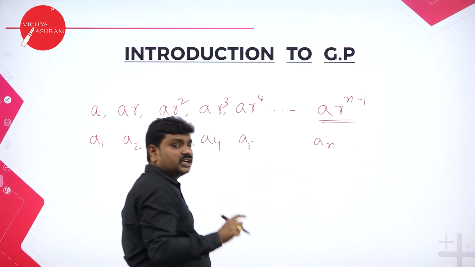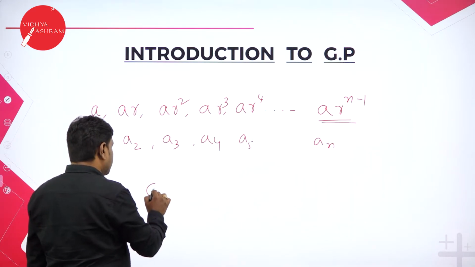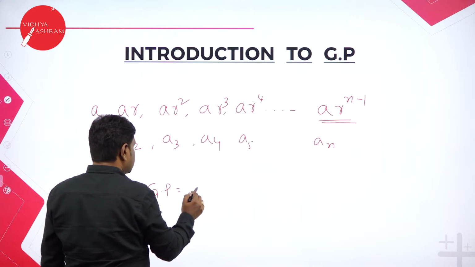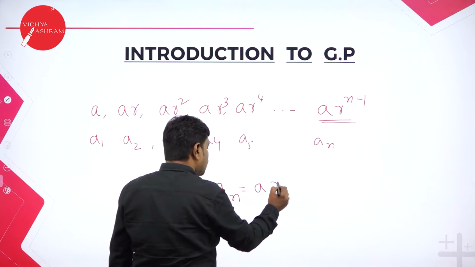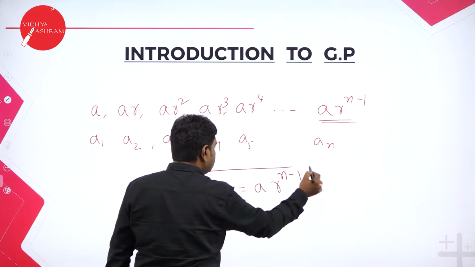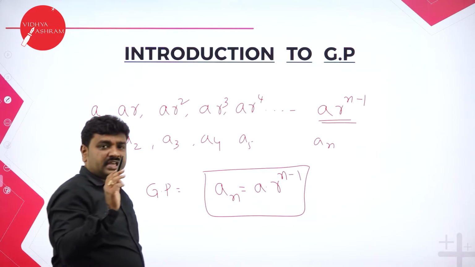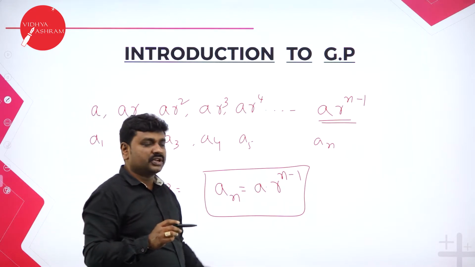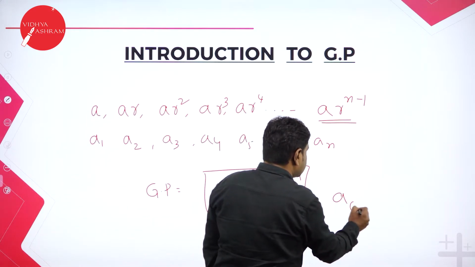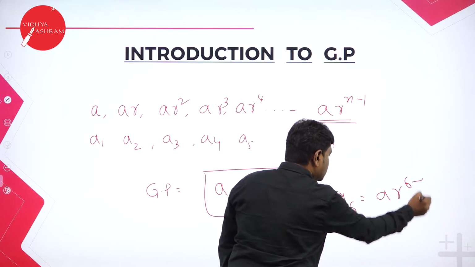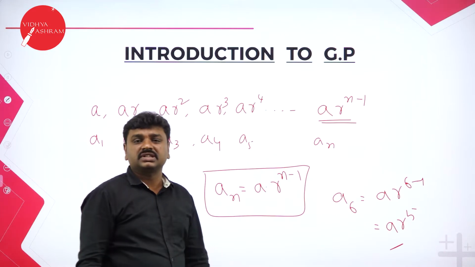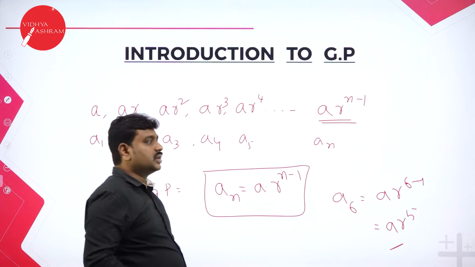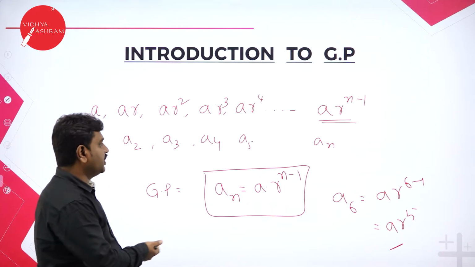So, what is the general term in GP? In geometric progression, the general term is An is equal to A into R power n minus 1. If I want the sixth term, A6 is A into R power 6 minus 1, A into R power 5, that's it. R is the common ratio, A is the first term. This is the basic. Then we'll have summation, that we'll see later.